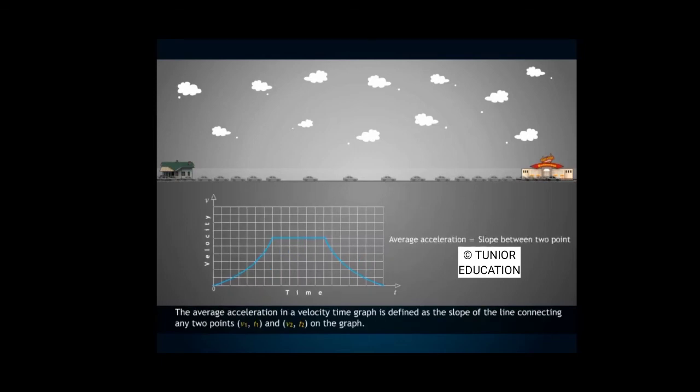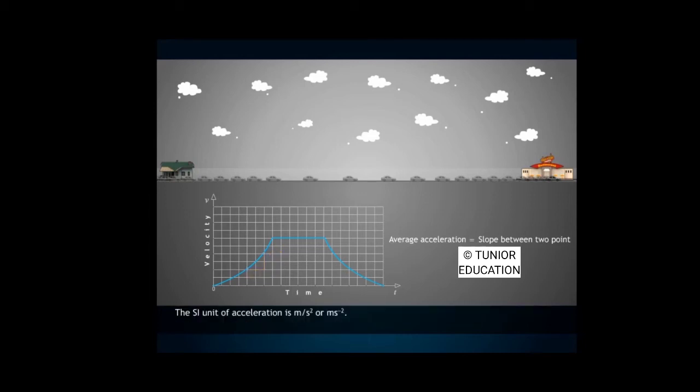Velocity time graphs. If we are to plot these three cases onto a velocity versus time graph, we get the following. In the first case, since the velocity is increasing with time, the graph will be an increasing curve. In the second case, since the car moves with a constant velocity, the graph will be a horizontal line parallel to the x-axis. Finally, in the third case, since the velocity decreases with time, the graph will be a decreasing curve. The average acceleration in a velocity time graph is defined as the slope of the line connecting any 2 points, v1, t1 and v2, t2 on the graph.